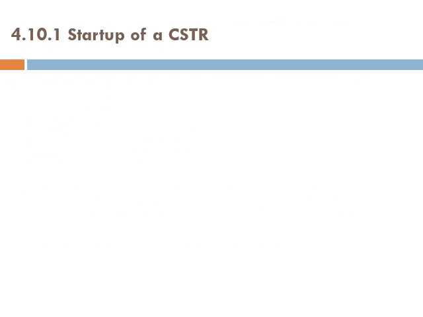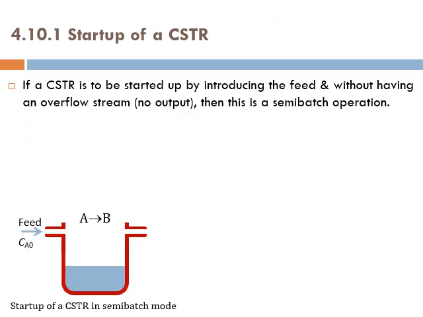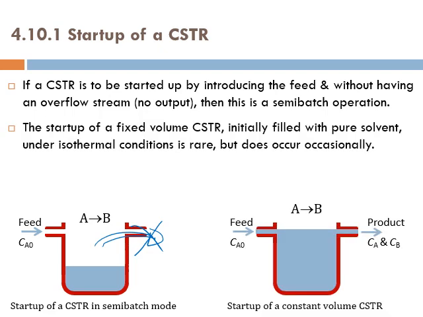Let's talk about startup of a CSTR. If a CSTR is to be started up by introducing the feed and without having an overflow stream, meaning no output, then this is a semi-batch operation, because you are continuously introducing an input but not an output. Therefore, it's a semi-batch operation.